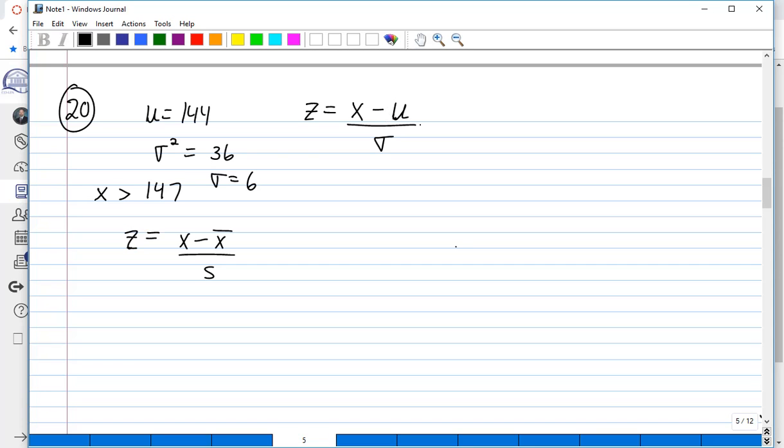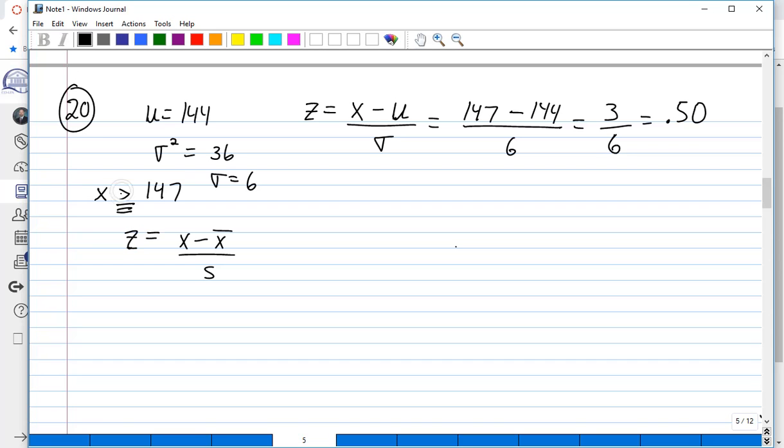So now let's plug those into my z-score formula. My x is 147, minus my mean, which was 144, over the standard deviation, which was 6. So subtract there, you get 3 over 6. Remember, z-scores are always rounded to 2 places. So 3 divided by 6 is 0.5. To be more correct, 2 places would be 0.50.